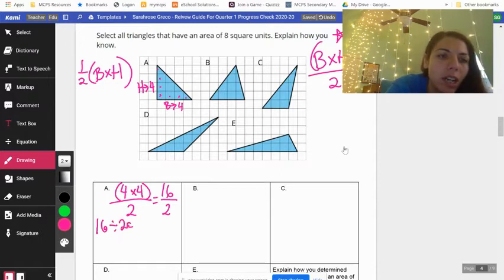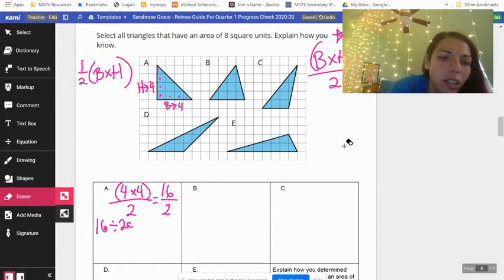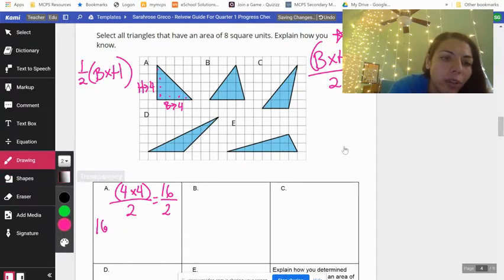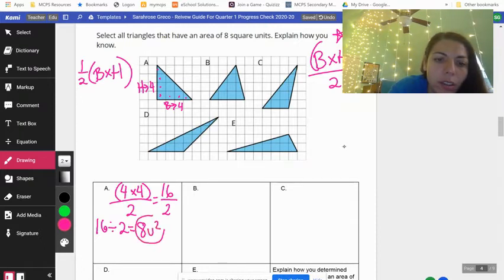Ooh, that's not good. Eraser. Drawing. Okay, so 16 divided by 2 equals 8 units squared. So guess what? A works. A gave us an answer of 8.